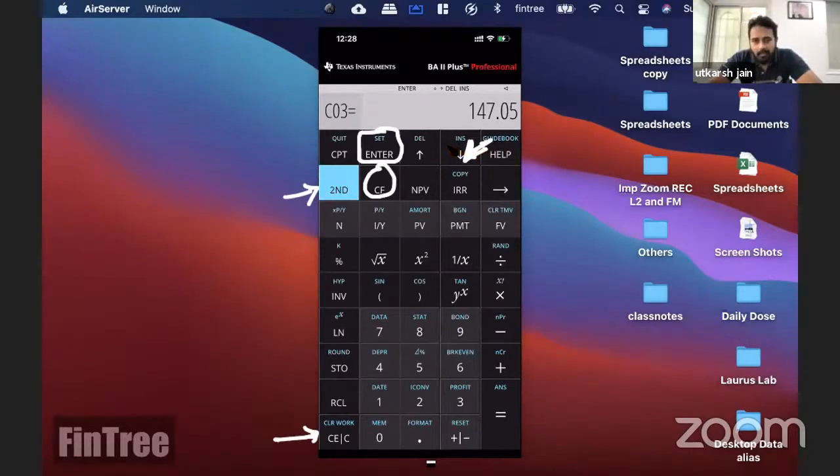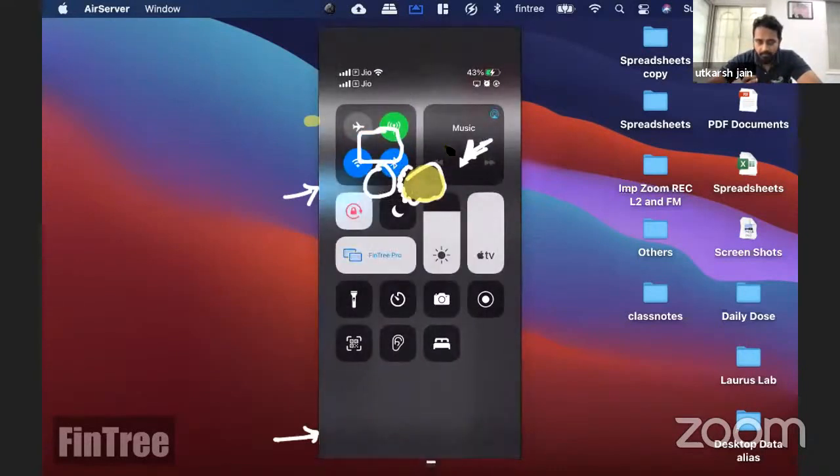Now press the NPV button. This is the NPV button here. Then it shows I have to insert the discount rate. So say 25, enter. Then press the downward arrow. When you press the downward arrow, it shows NPV 0. And finally press the CPT button, the compute button, the first button of the calculator. So press compute. That's it. Very easy. No complications whatsoever.